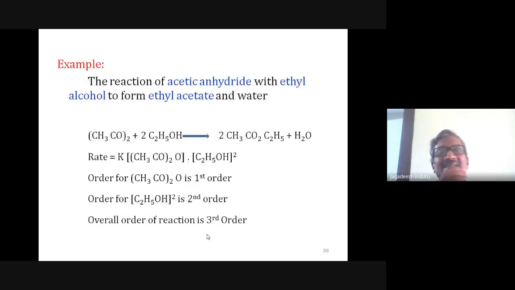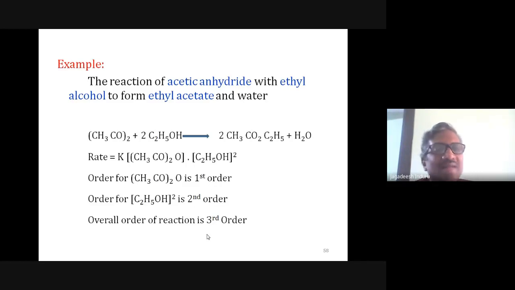Now we take an example. We have acetic anhydride with ethyl alcohol to form ethyl acetate and water. This is the reaction. Acetic anhydride and ethyl alcohol are the reactants, and the product formed is ethyl acetate. In this particular case, you are involving 1 molar concentration of acetic anhydride and 2 molar concentrations of ethyl alcohol to get 2 moles of ethyl acetate and 1 mole of water.